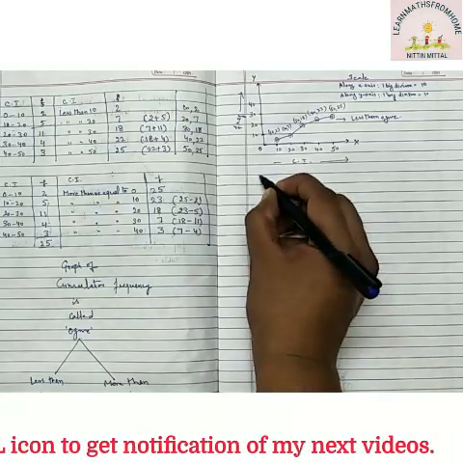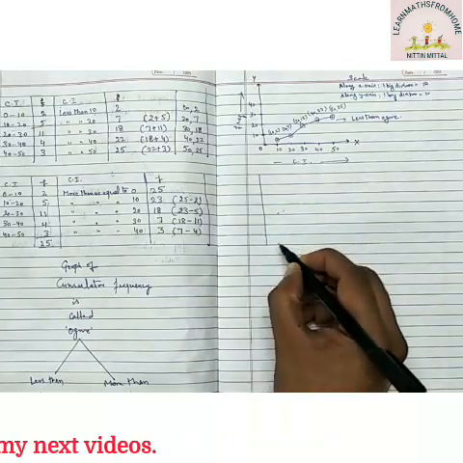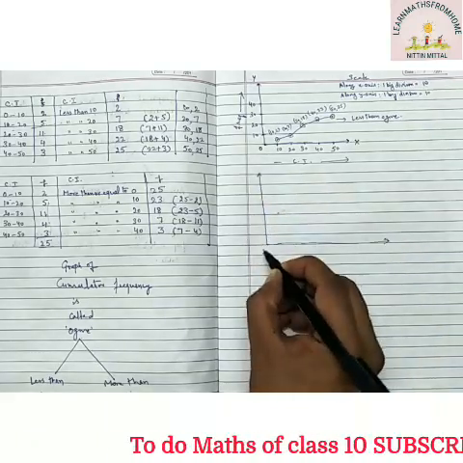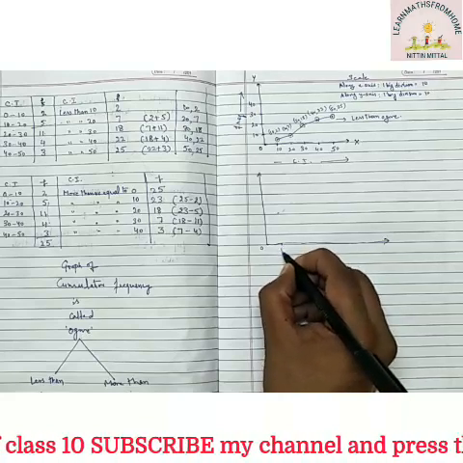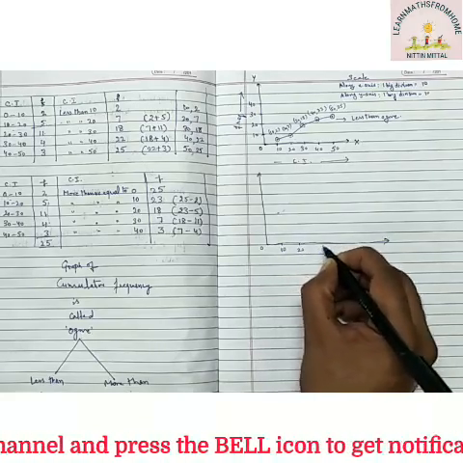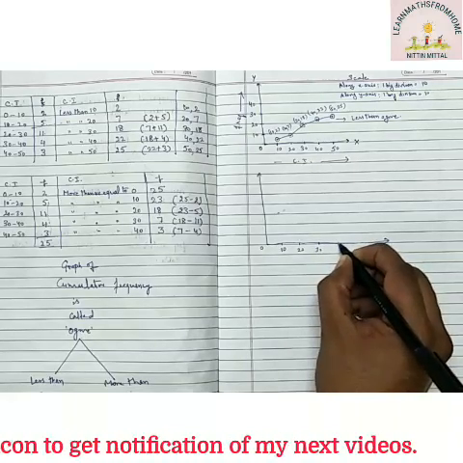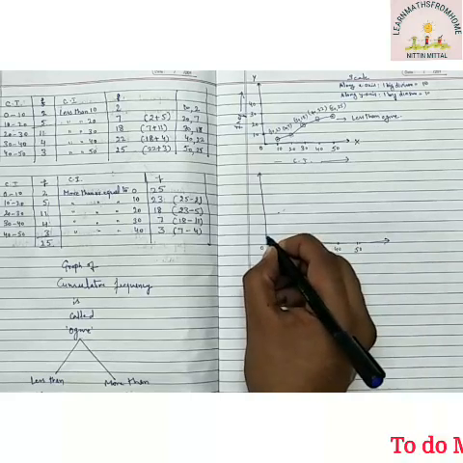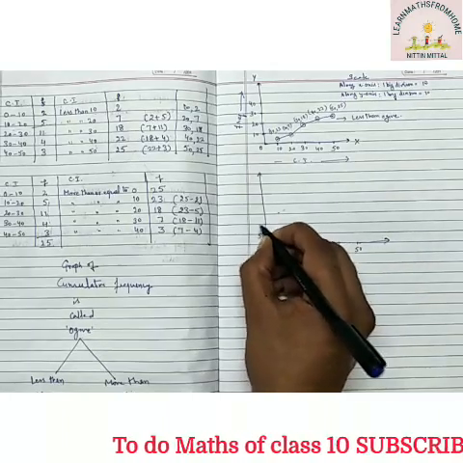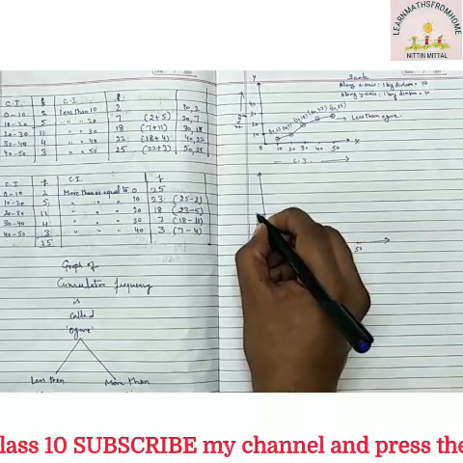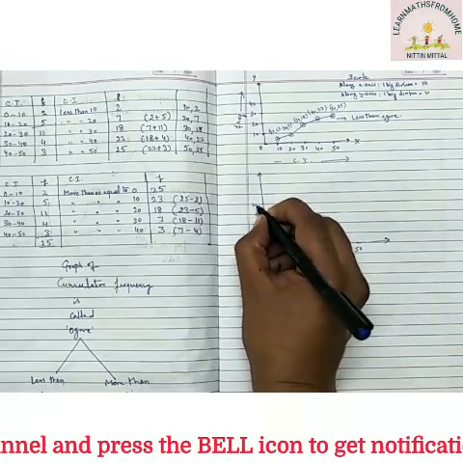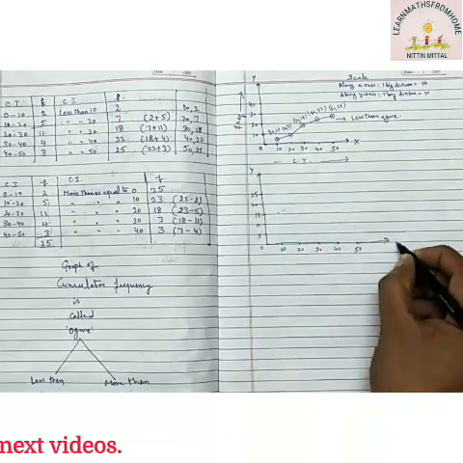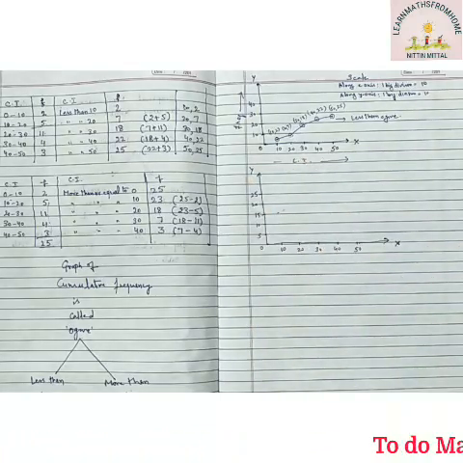So see, once again I am taking first quadrant. So I am taking the same scale 10, 20, 30, 40, 50, and here I am taking 5, 10, 15, 20, 25. This is y-axis, this is x-axis, right?